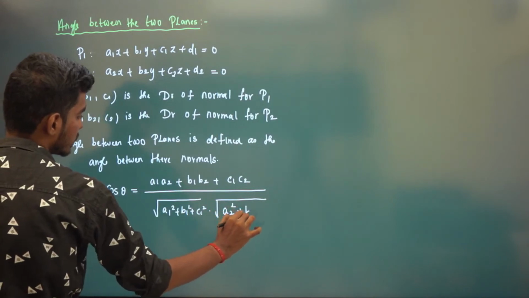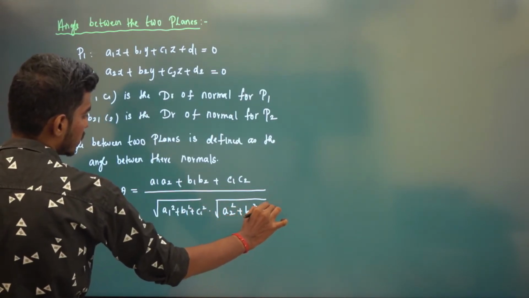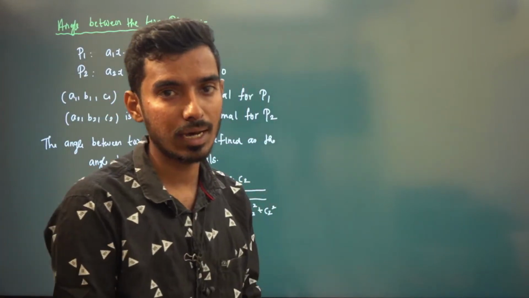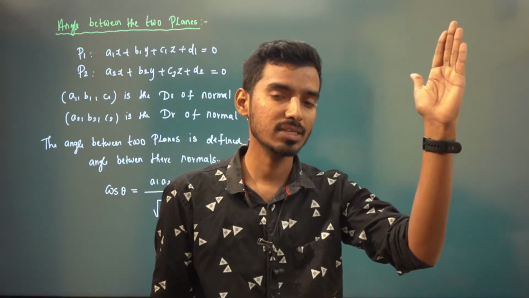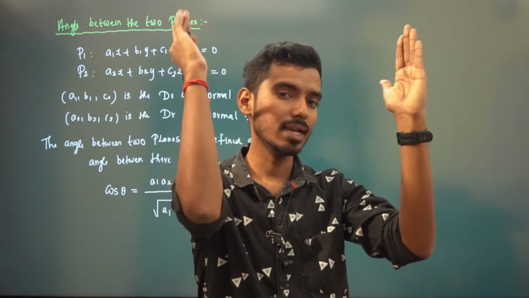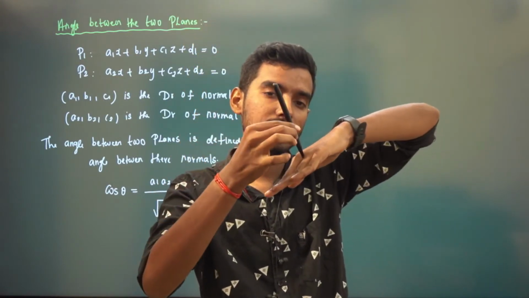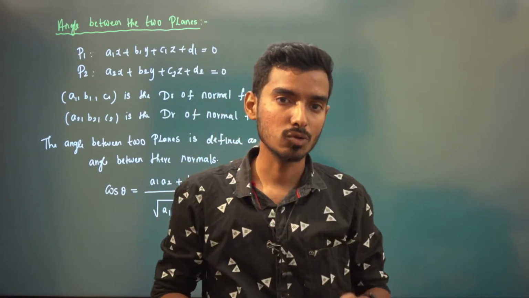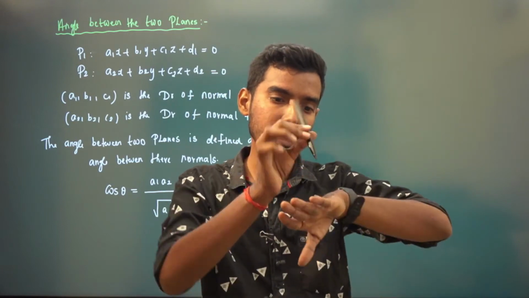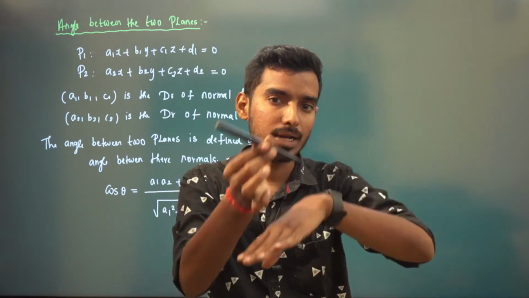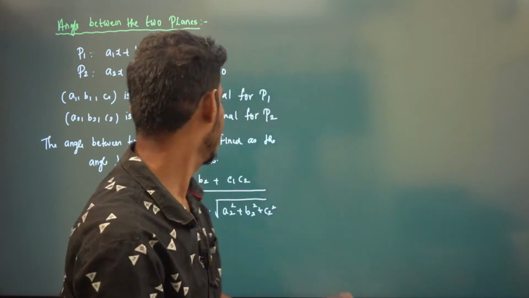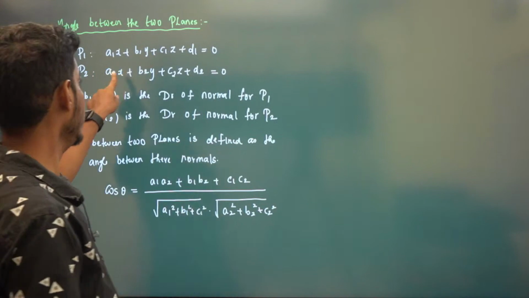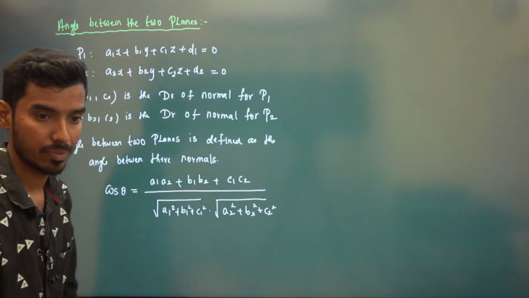If you understand direction ratio and direction normal, then these are very easy to follow. So the angle between the two planes is nothing but the angle between their normals. We have one plane which has normal a1 b1 c1, and another plane which has normal a2 b2 c2, as direction ratios. Now find the angle between them. This is the formula to find the angle between the two planes. Very easy: a1 b1 c1, a2 b2 c2. Apply the same formula.